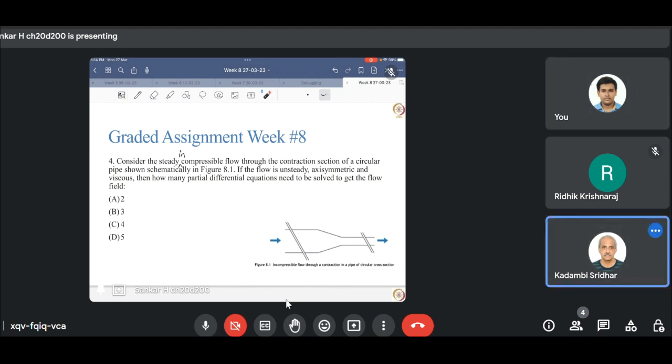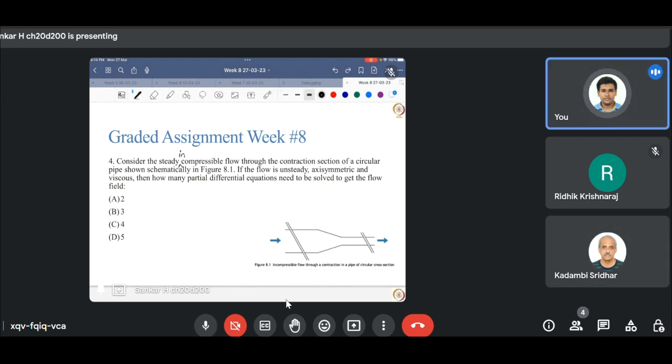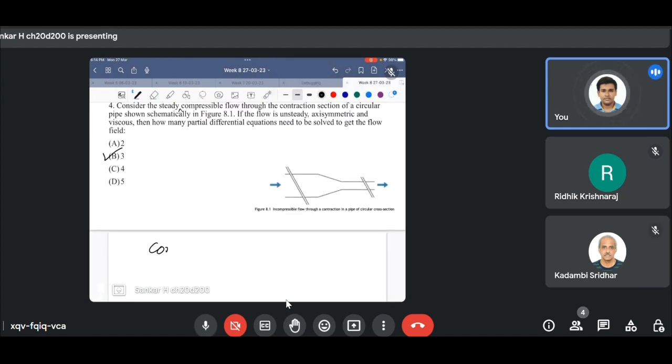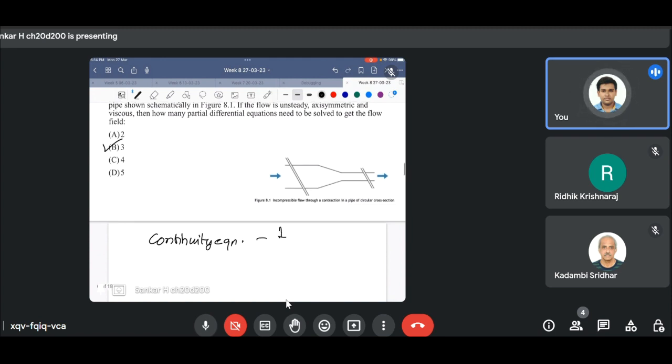Three. Yeah, that is correct. So while we are actually solving for it, as I have shown before, we are solving one continuity equation, and we will have to solve the Navier-Stokes equation. And the Navier-Stokes equation will have an x component and a y component.